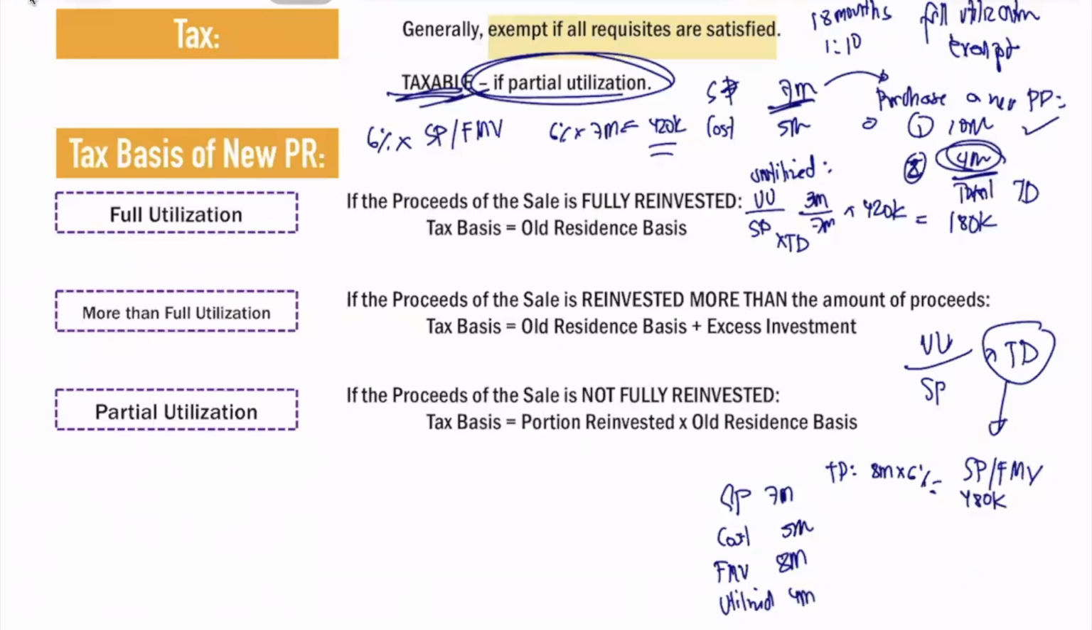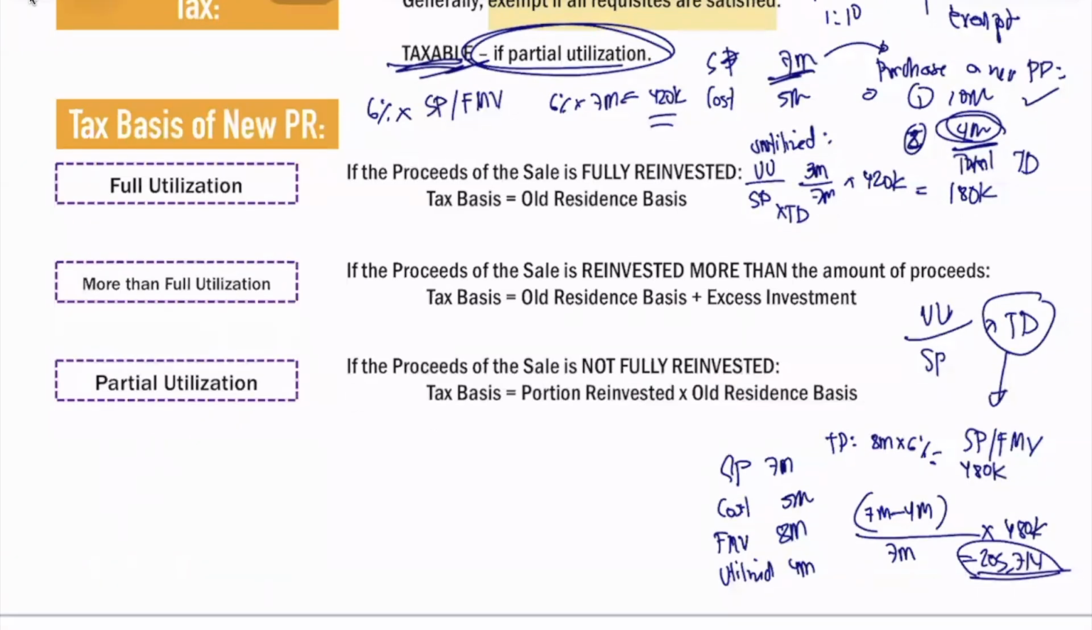So, ang gagawin natin, ang unutilized natin ay 7 million less 4 million all over the selling price of 7 million multiplied by tax due of 480,000. You will get 3 over 7 multiplied by 480,000. You will get the amount of 205,714. Okay? Kasi pag ganyan yung formula, makukuha mo talaga yung tamang ibabayad mo.